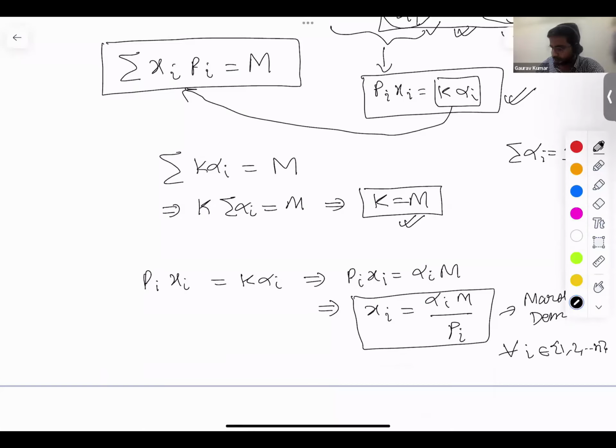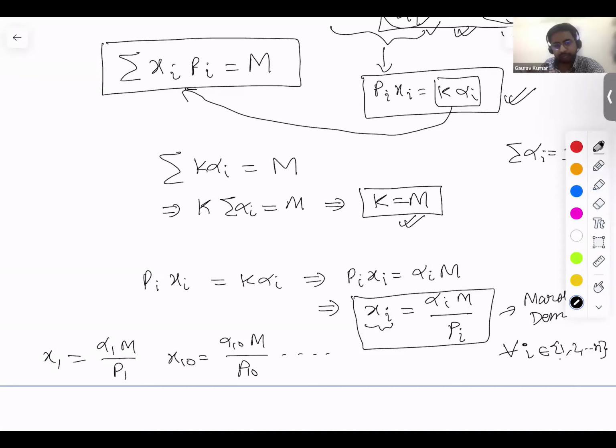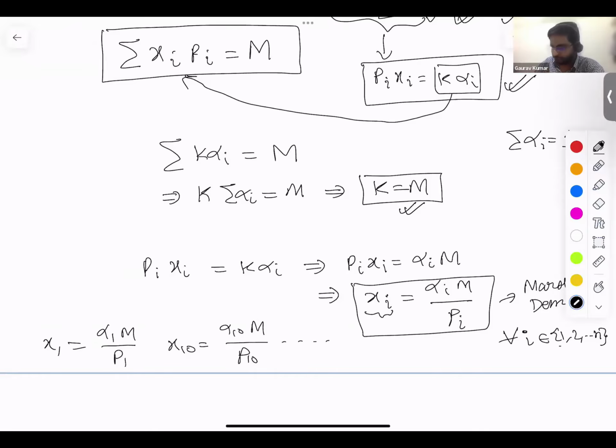So this is i belongs to the set 1 to n. There are n commodities. We just arbitrarily picked up i, and this functional form for the demand of i is going to be the same for all the other commodities. So for example, x1 is going to be alpha 1 m by p1, x10 is going to be alpha 10 m by p10, and so on. So this is the Marshallian demand you derive from your consumer's optimization problem.